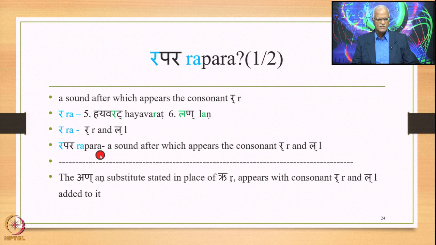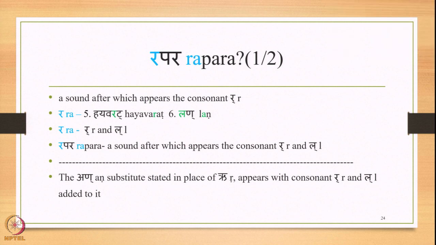So rapara means literally a sound after which appears the consonant r as well as l. So now, Uran raparaha means the an substitute stated in place of ru appears with consonant r and l added to it. So an plus ru is substituted by ar, ir, and ur, and al respectively.